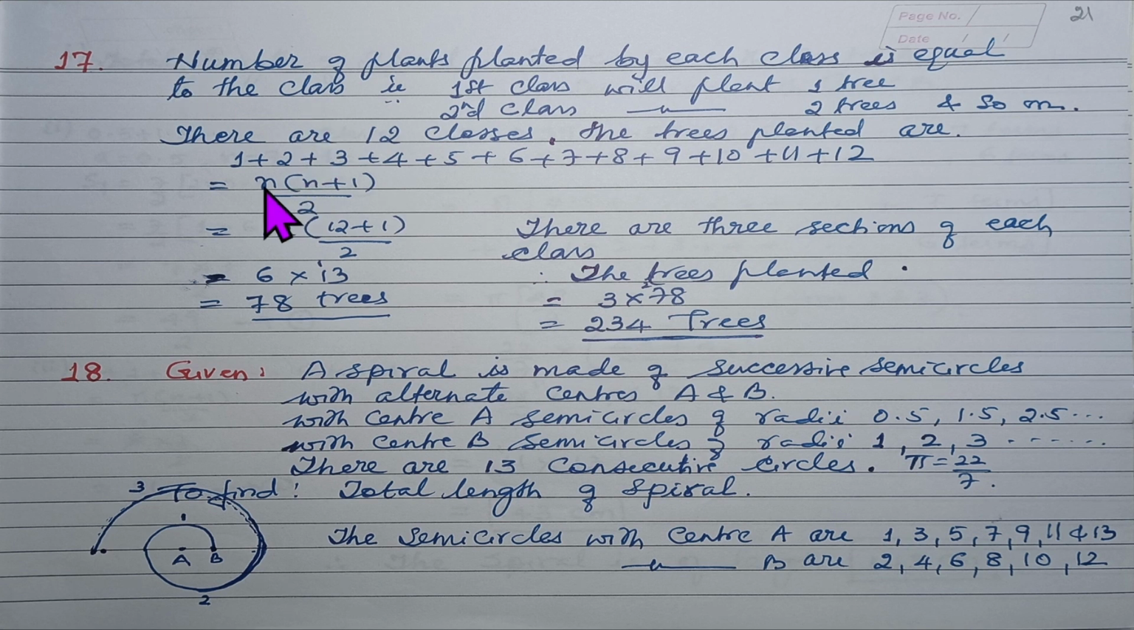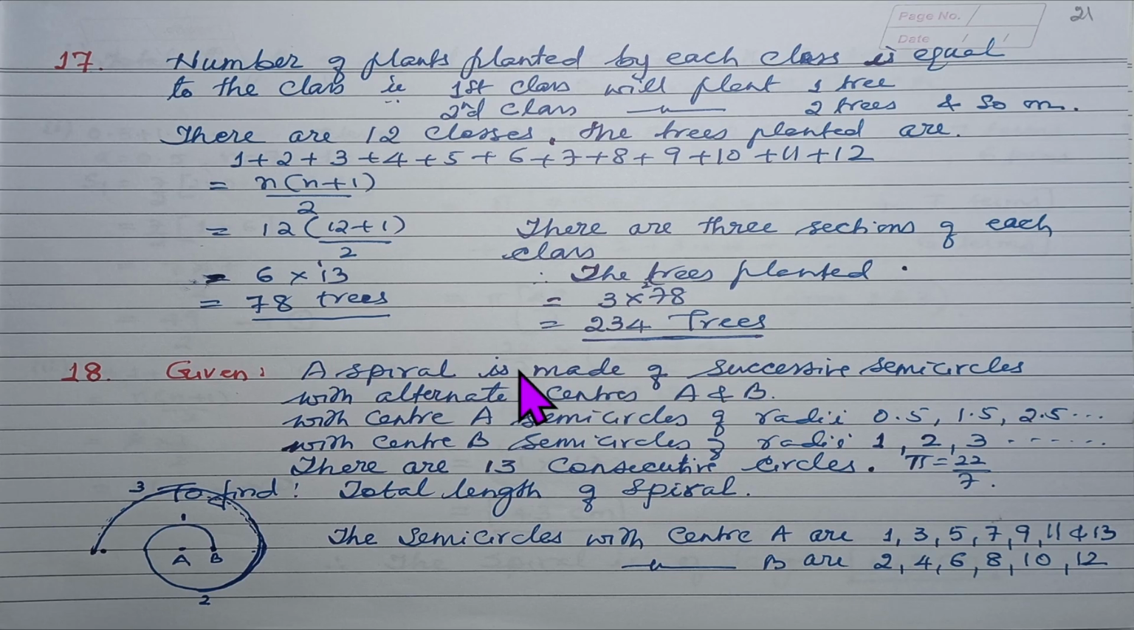In all, they will plant n(n + 1)/2 trees. Since n is equal to 12 here, it is 12(12 + 1)/2, which is 6 into 13. So 78 trees are planted by all the 12 classes. But there are 3 sections of each class, and therefore the number of trees planted is 78 into 3, that is 234 trees.